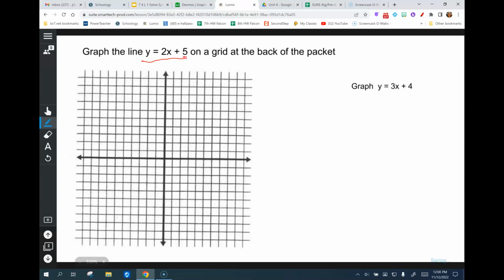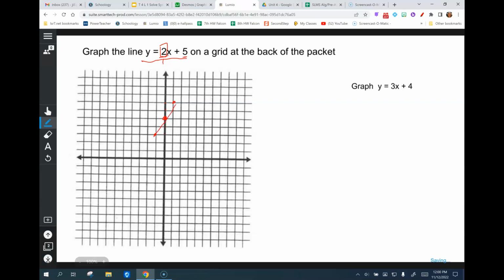So what's our y-intercept? 5, right? So we're going to go up 1, 2, 3, 4, 5. Okay, now my slope is 2, so that's 2 over 1. So I'm going to go up 2 over 1, and I'm going to go down 2 and over 1. And I'm going to graph that line.